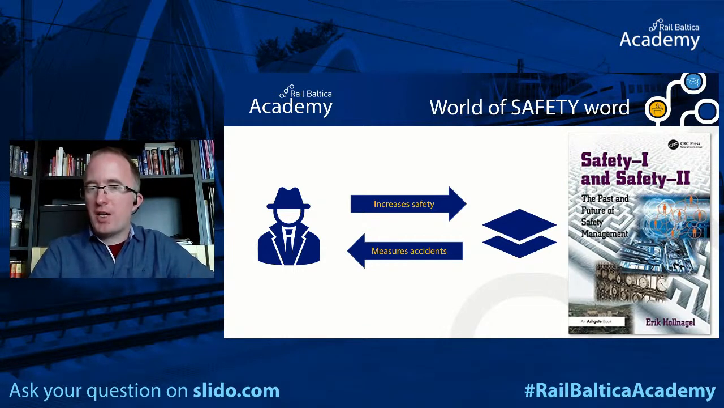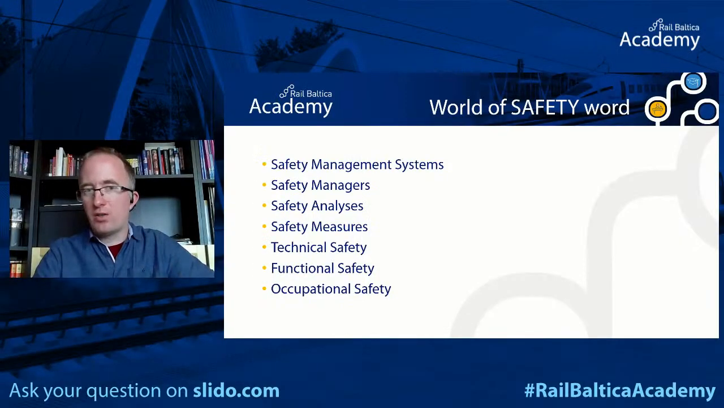So this is a little bit blurry. Yes, safety is a little bit blurry from the scientific point of view, but it is a driving force for a lot of things that are currently happening in railways in the real world. If we go to a railway undertaking or a railway infrastructure manager, we'll find safety management systems, safety managers, safety analysis, safety measures, technical safety, functional safety, occupational safety, and a lot of other things. And this is because safety is like love. It's a value very important for people, and we definitely would like to do something in order to increase this mythic safety.